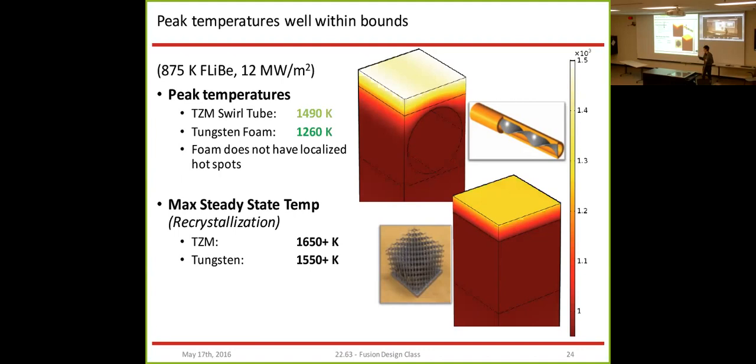And again, one of the benefits of this 3D printed material would be that we don't have these localized hotspots from geometric effects. Comparing these temperatures to the maximum steady state temperatures, which should be around the recrystallization temperatures of TZM, which is around 1650 Kelvin, and tungsten, 1550 Kelvin, we see that we have lots of margin to proceed from a temperature standpoint.